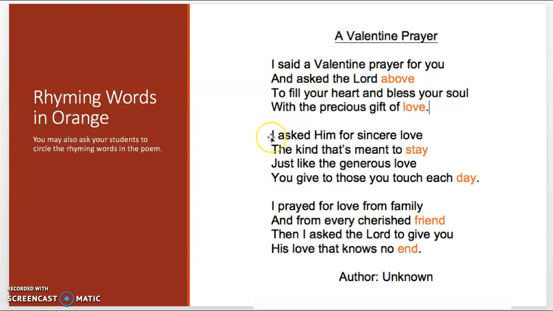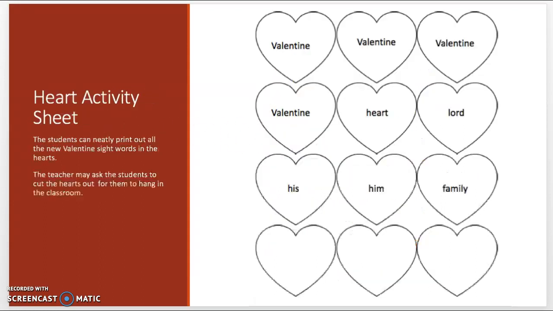So once your students have successfully circled all the words in the poem, they can move on to the heart activity. And the heart activity is just 3 rows of hearts and 4 columns of hearts. So the total, every student should have 1 paper full of 12 hearts. So the students can neatly print out all the new Valentine sight words inside the hearts.